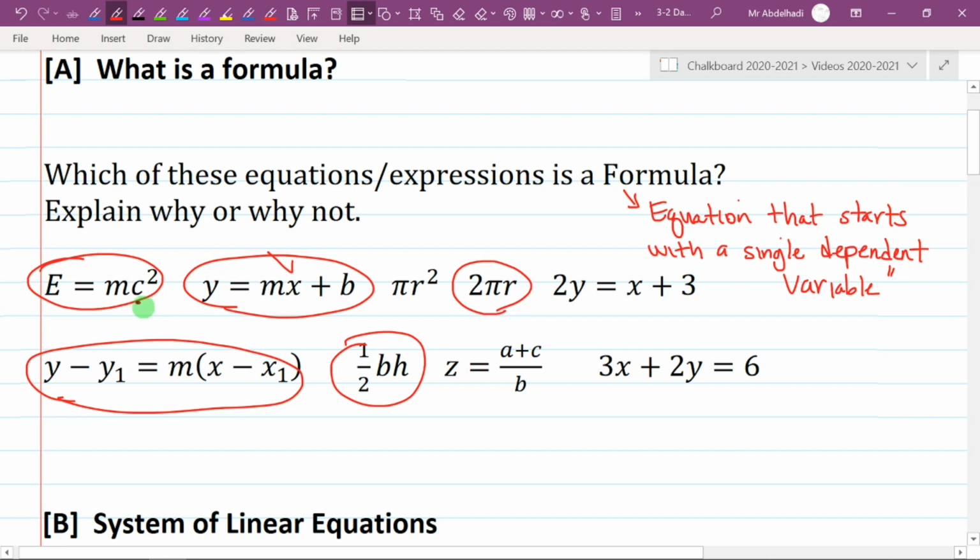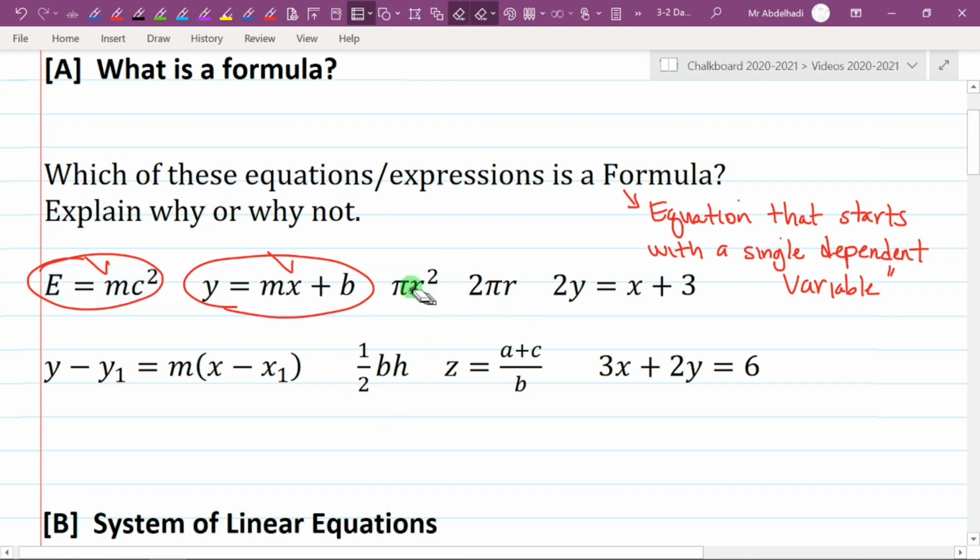E equals mc squared. The dependent variable, the thing that you're trying to figure out, is E, and it's by itself followed by an equal sign. That's a formula. The point slope form of a line is not a formula because it doesn't start with one letter. It starts with a bunch of stuff here. Y minus y1. So no, that's not a formula. 1/2 base times height. It's not an equation. Where's the equal sign? To have an equation, you need an equal sign. So that's not a formula.